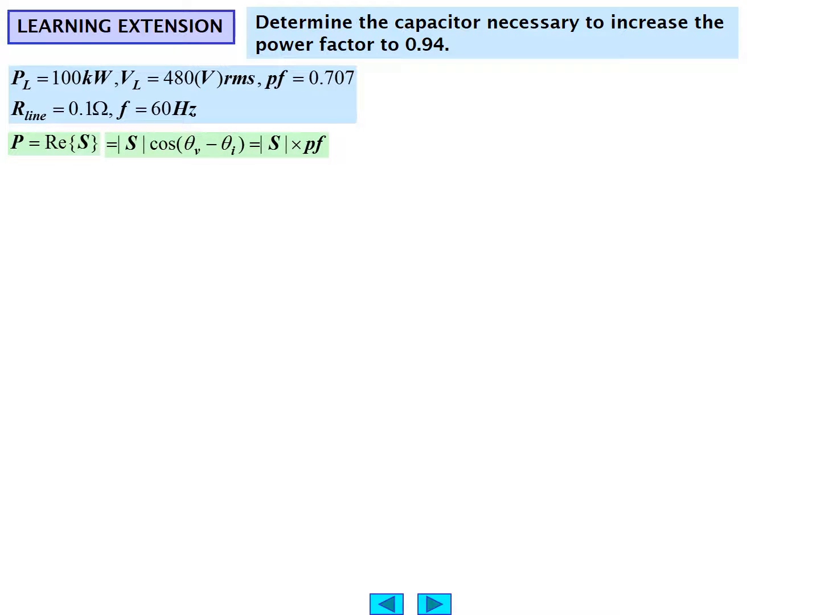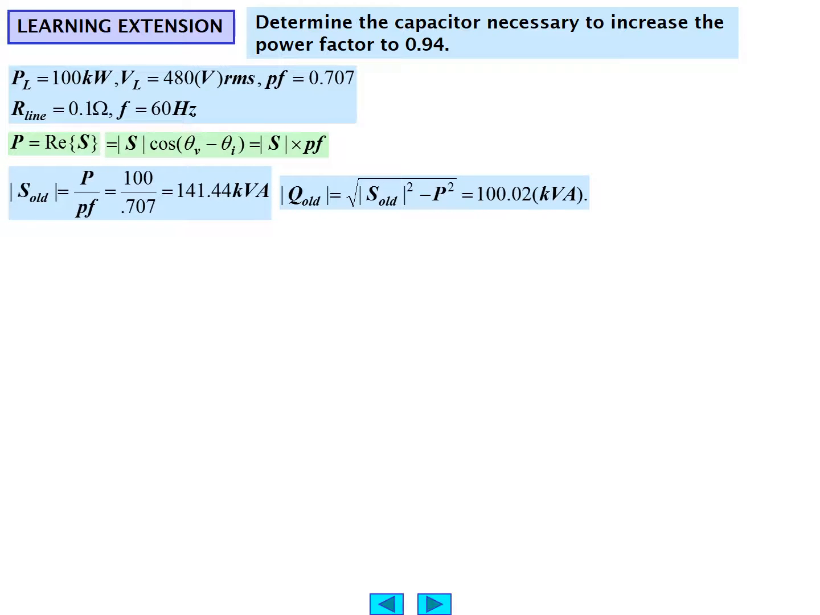P is equal to the real part of the complex power S, or the magnitude of S times cosine theta V minus theta I, or equivalently and easier to calculate now, is the magnitude of S times the power factor. Solving for the magnitude of the complex power old, S old, we get P divided by PF. We've seen that formula before, or 100 kilowatts divided by 0.707 gives us 141.44 kilovolt amperes. Please notice the units are volt amperes because it's complex power.